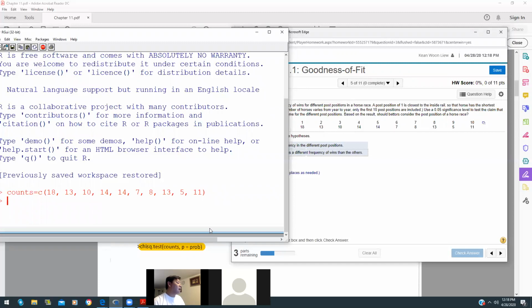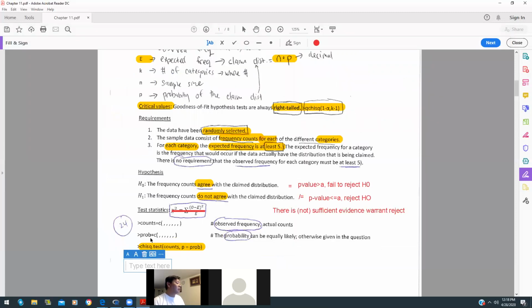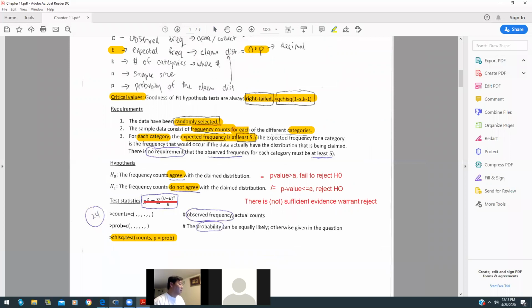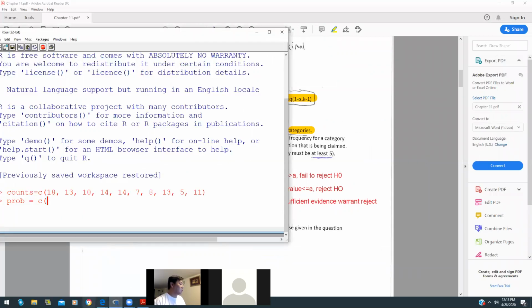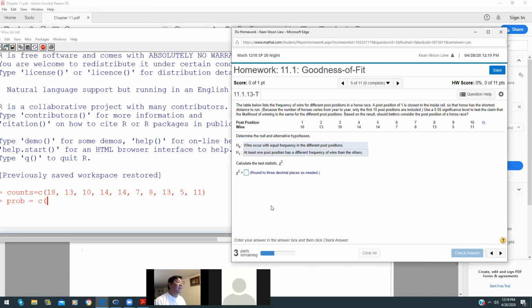Okay, so this is your counts, and then you do prop. Prop in this case is the probability. Since this question does not provide us any percentages or any probability, that means, what's the probability that the first position will win? So that means we treat them all as equal winning in this case.